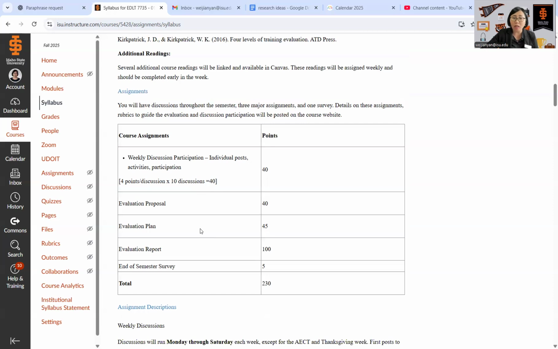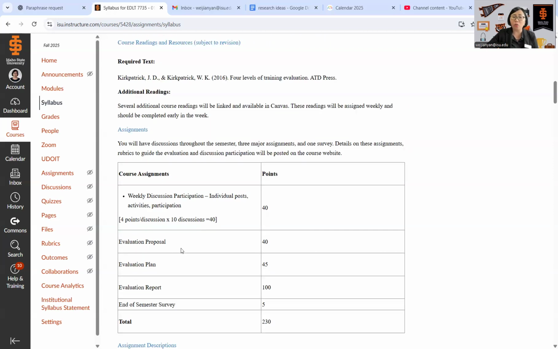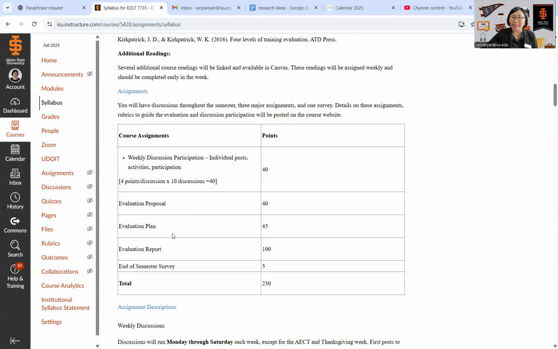So we have 10 discussions, and also we have 3 main projects, 3 major assignments. Okay. First, we're going to propose an instructional product. And later, we're going to evaluate on 2 levels. I forgot to mention that the textbook is Kirkpatrick and Kirkpatrick. It has 4 levels. So in your evaluation plan, you're going to evaluate based on 2 levels.